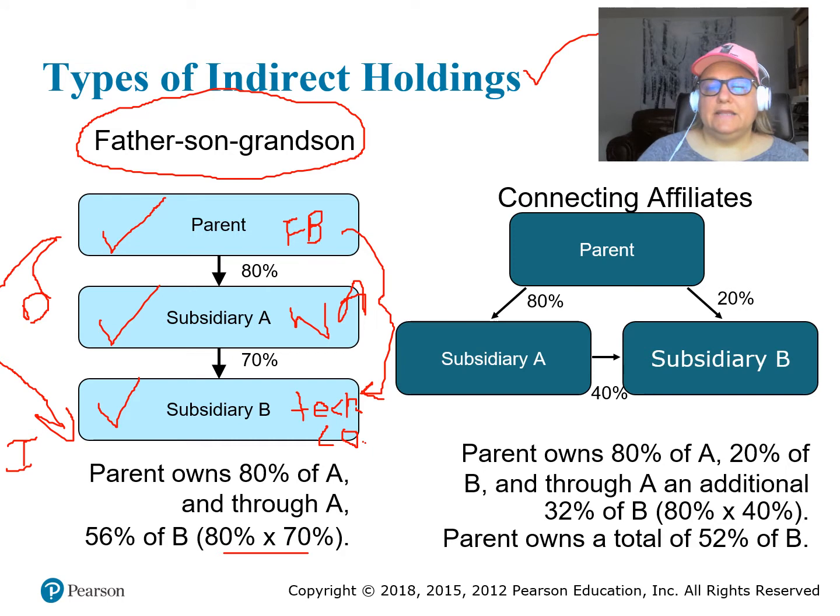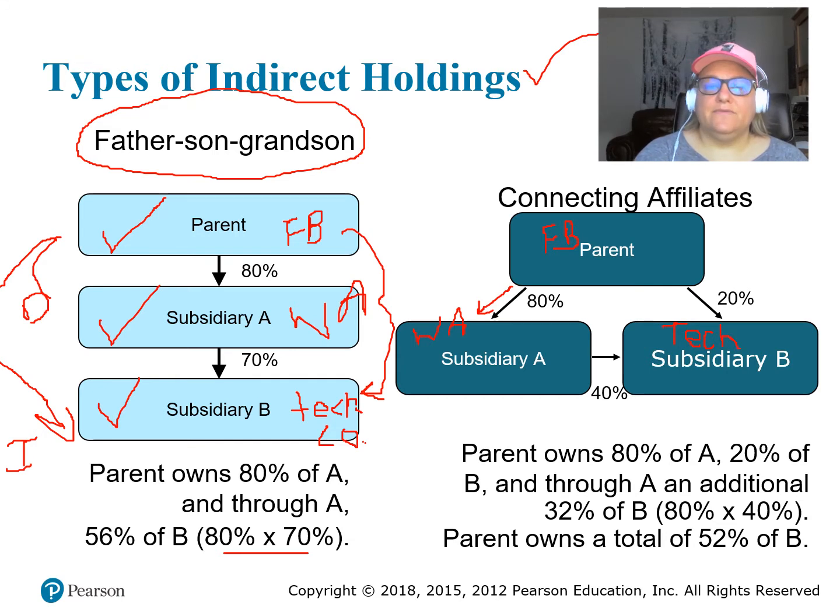The next thing is connecting affiliates. So this is a situation where the parent, unlike this first one, owns 80% of subsidiary A, right? So again, let's pretend this is Facebook and WhatsApp, okay? Facebook, and I'll just put WA for WhatsApp here. WhatsApp owns 40% of a small tech company, and I'll put that tech company here. And so they have a small relationship with a tech company, all right?